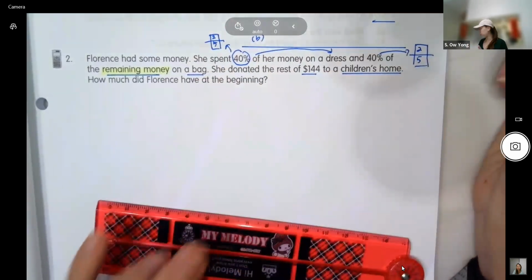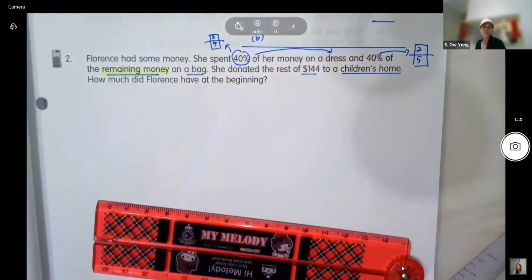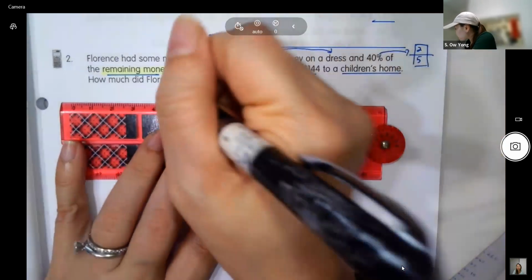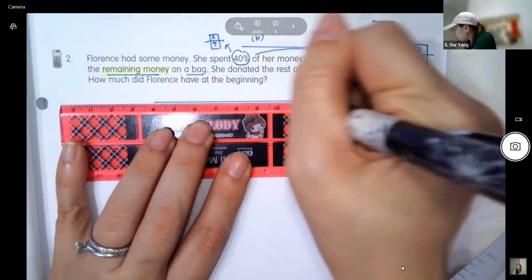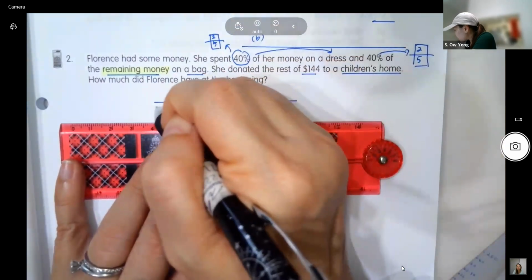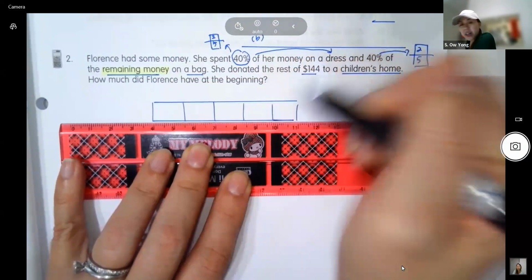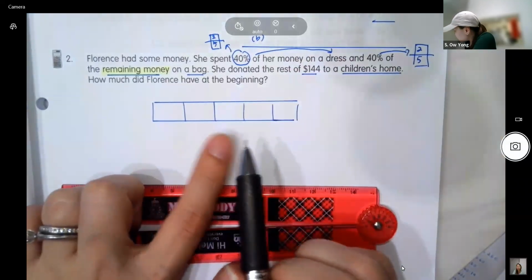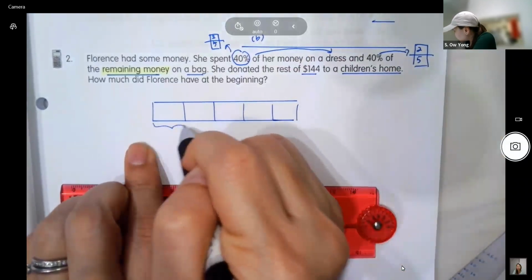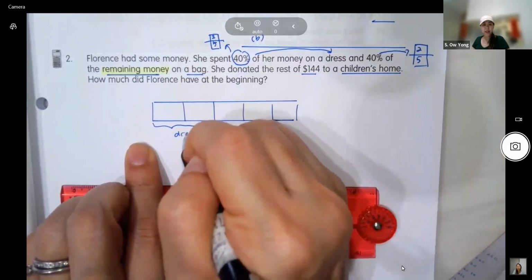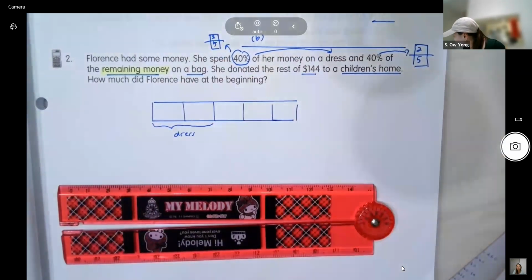I'm not going to go through the entire question. I need you to go and try that on your own. But to help you with a head start, she said she spent 2 out of 5 on a dress. That means out of 5 units, you label 2 and say that this is the dress. Then you highlight the remainder here.